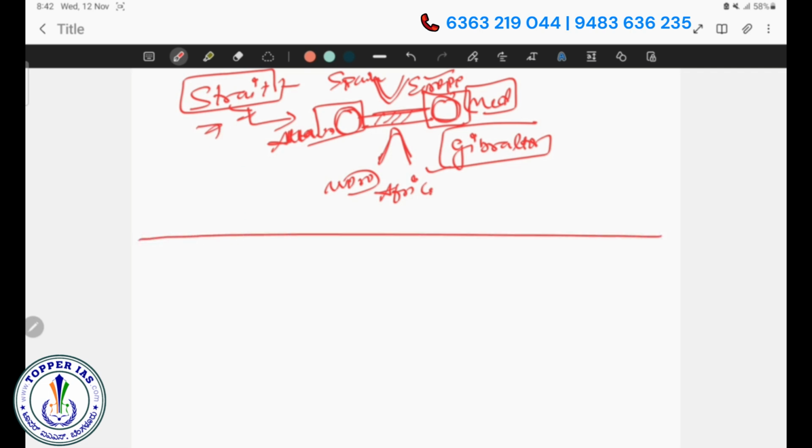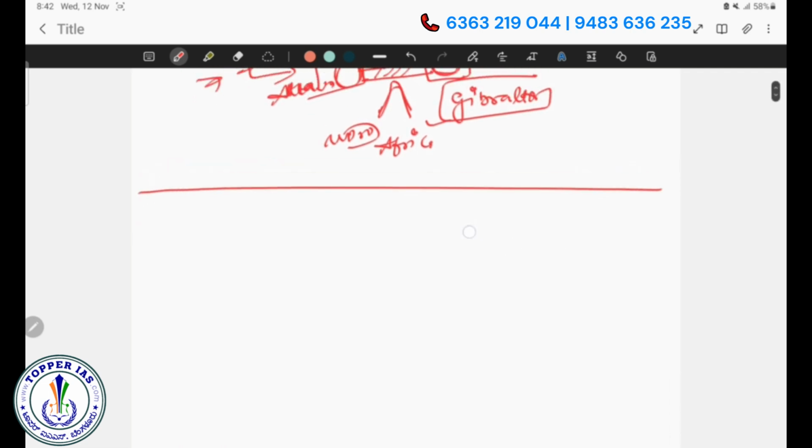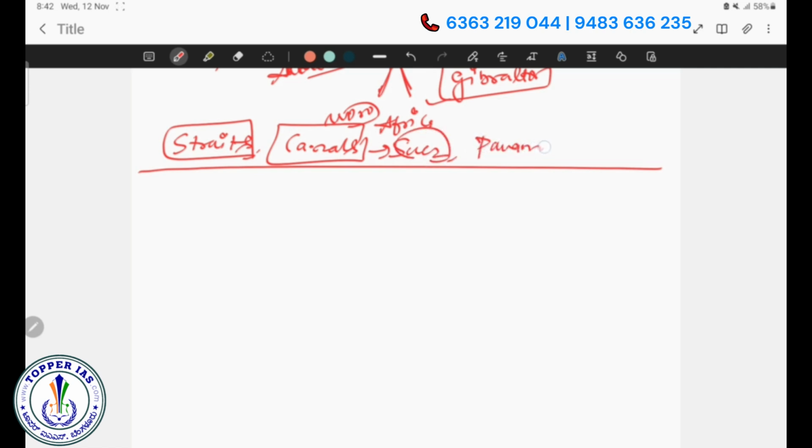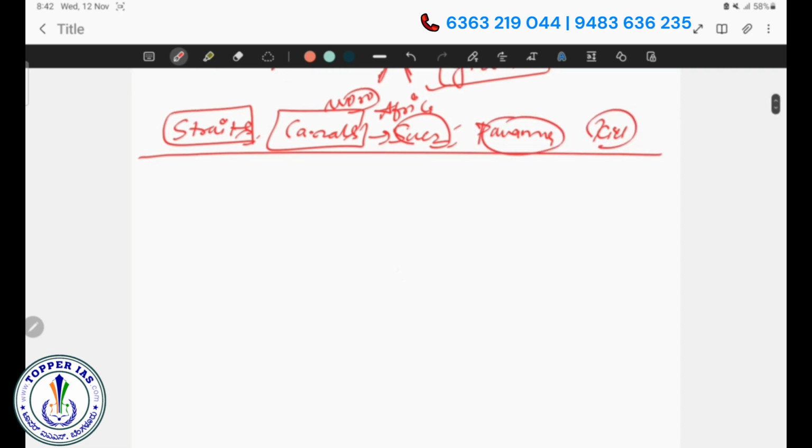In recent times there were many straits in the news. One more point you have to remember is that you have to work on straits along with canals also. Important canals which are in the news are also a very crucial part. For example, it could be the Suez Canal, the Panama Canal or the Kiel Canal, which were in the news because of various reasons. That one we'll discuss.